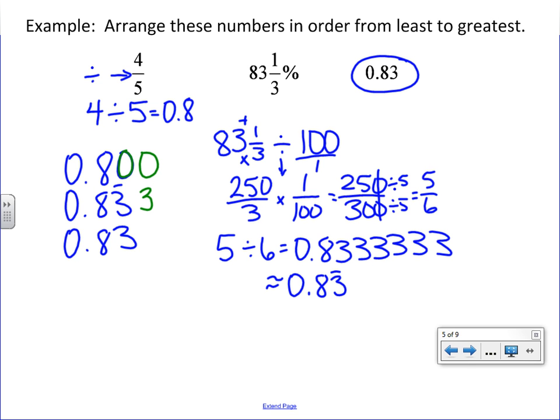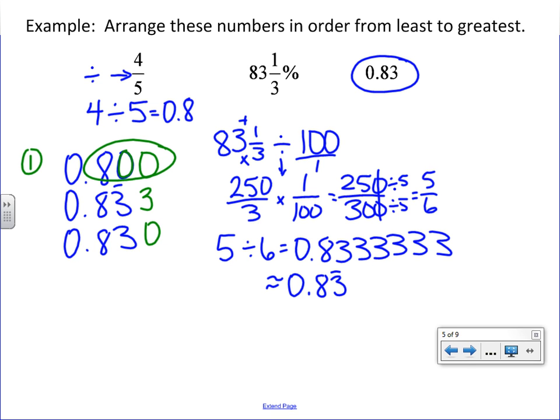Then my 83 hundredths, I know that I can just drop a 0 behind that. So if I ignore the fact that these are decimals, I could say I have 800, 833, and 830, and I want to write those from least to greatest. The smallest number there would be my 800. So that's going to be my first one.